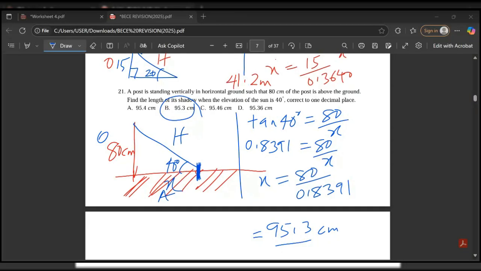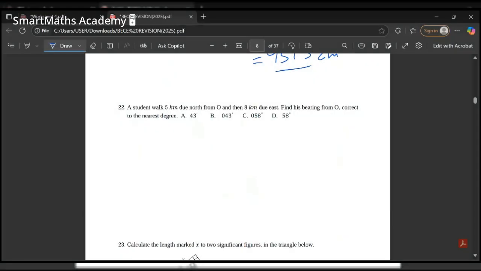All right, so we move to the next one. The next question we have here, question 22. The student walks 5 kilometers. This question is on bearing. Walk 5 kilometers due north from O, and then 8 kilometers due east. Find its bearing from O, correct to the nearest degree.